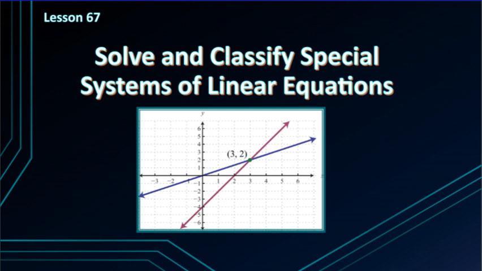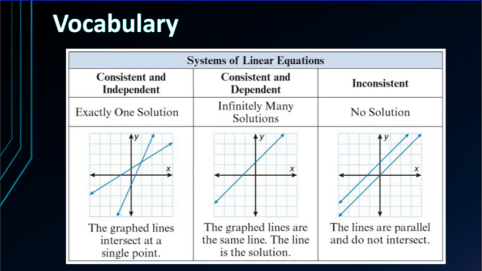Lesson 67, Solve and Classify Special Systems of Linear Equations. Just a review of what a system of linear equations is. Remember, a system is two equations whose lines can either cross or never cross because they are parallel lines. And when we find a solution to a system of linear equations, the solution is always where the two lines cross.